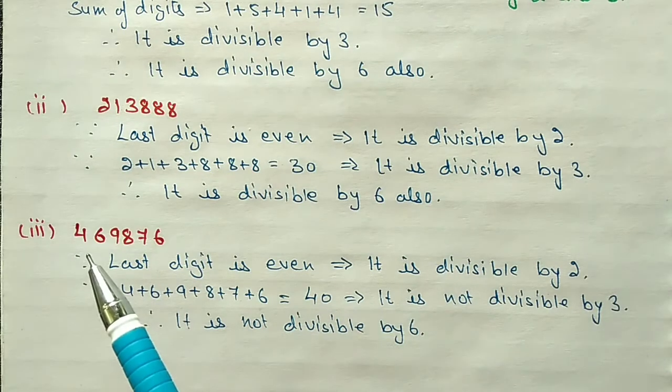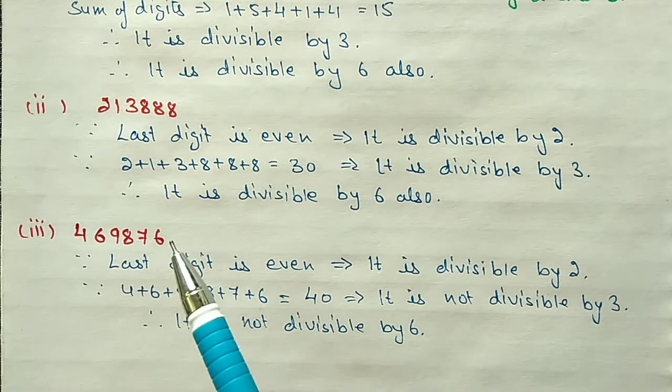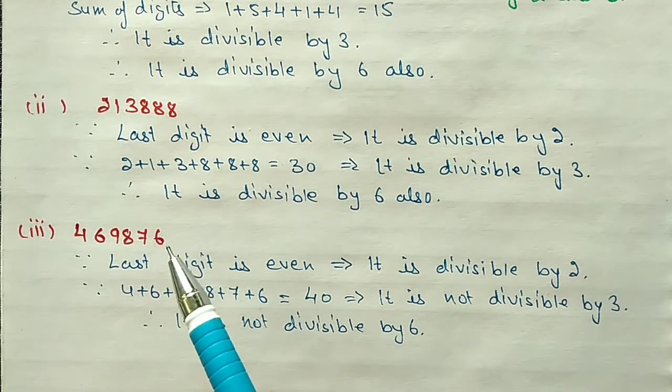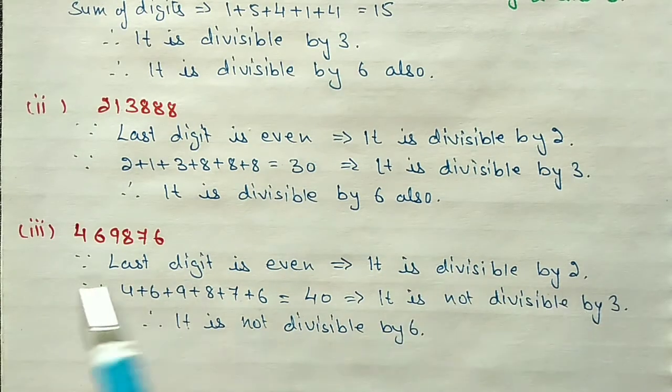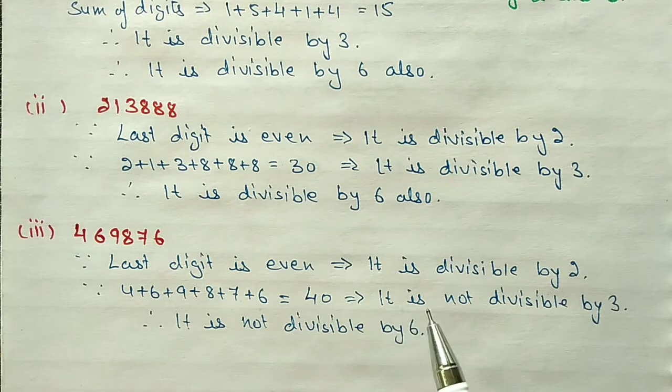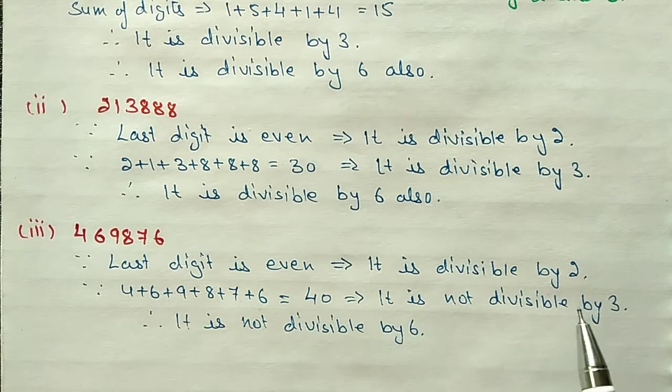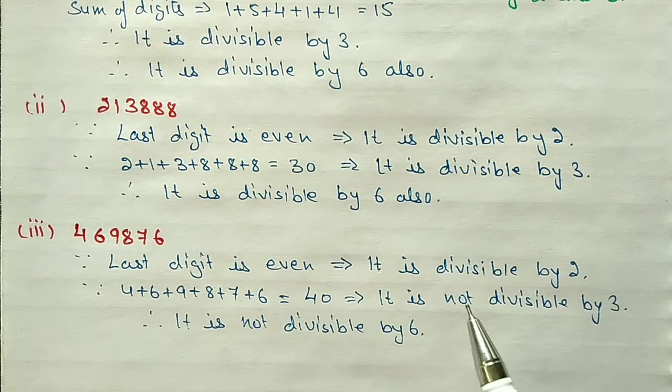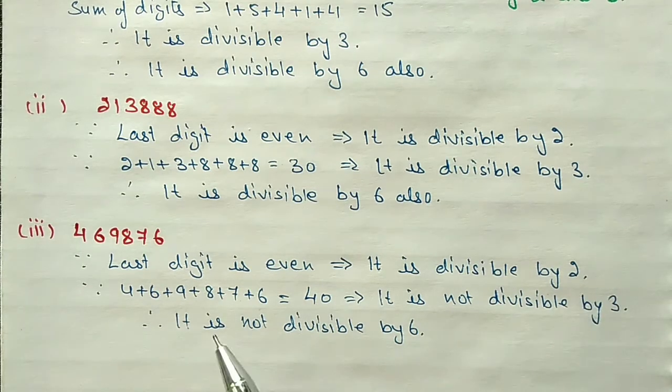Then we'll check for third part, 469876. Last digit is even, it means it is divisible by 2, and the sum of all digits is coming 40, which is not coming in 3 table, so it means it is not divisible by 3. So if any one condition is coming no, it means this number is not divisible by 6.